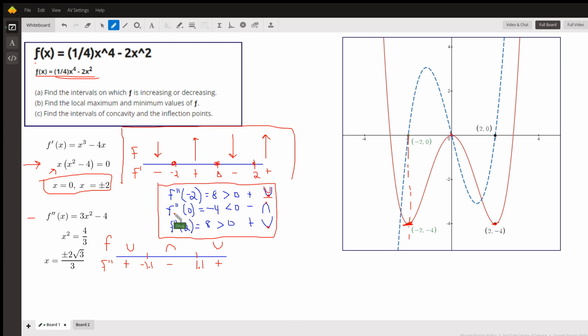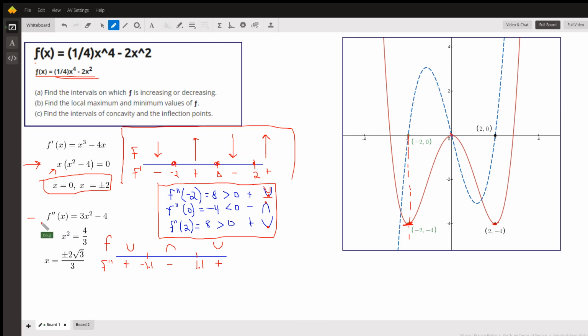And similar for f double prime of 0 is negative, less than 0. Think a frown. And 0 is at the top of that concave downward. And there it is right there.